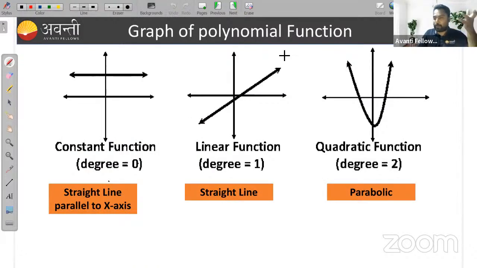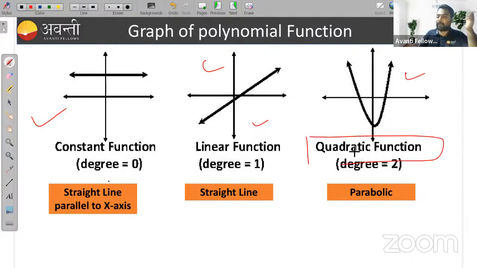Okay, graph of some polynomial function. This is a straight line parallel to x-axis. This is a straight line which is passing through the origin. This is also a linear function. All straight lines represent a linear function. Okay, but in case of quadratic function, it represents a parabola. Right? Quadratic function का graph ऐसे होगा. ठीक है? चलो. So let's move.